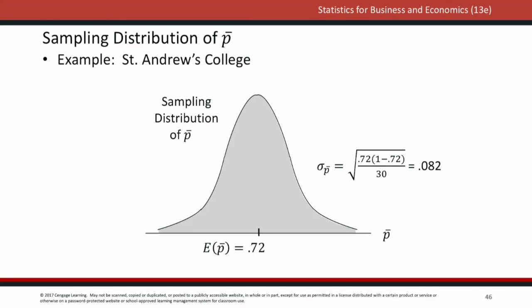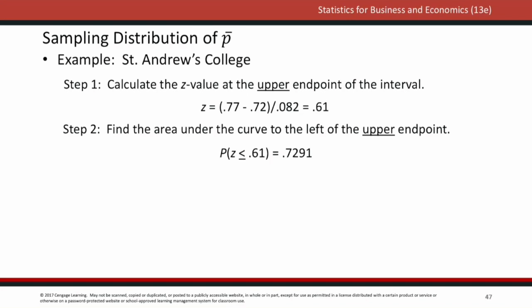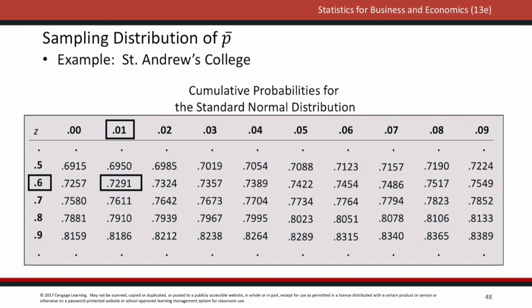Okay, so now we need to do some probability, right? We need to calculate probabilities, but this is going to be easy because we can assume this is a normal distribution. We proceed as usual. To calculate probabilities, we first calculate the z-score of the upper endpoint. The z-score is 0.61, right? And then we find the area under the curve to the left of the upper endpoint by looking at the standard normal table. We use the standard normal table to find out what is the area to the left of that z-score.